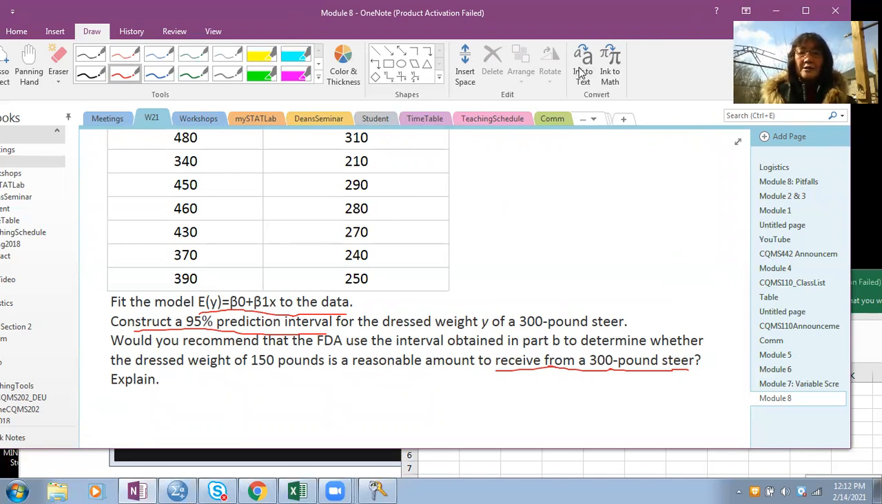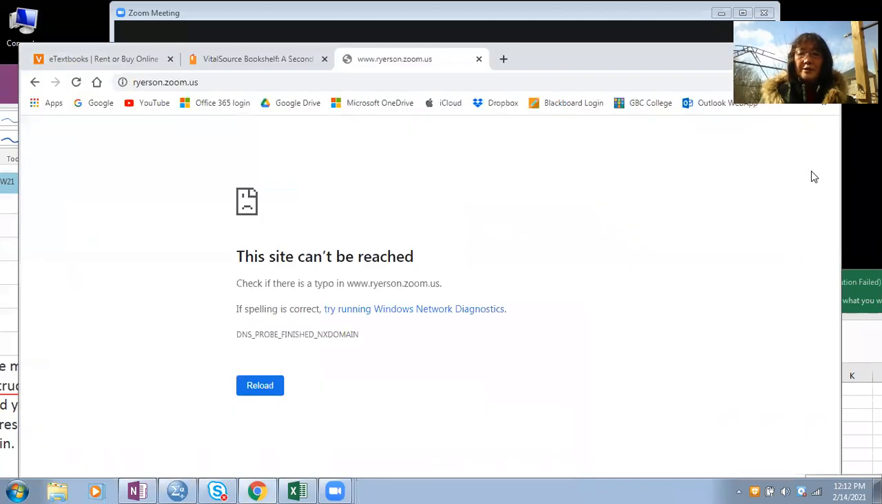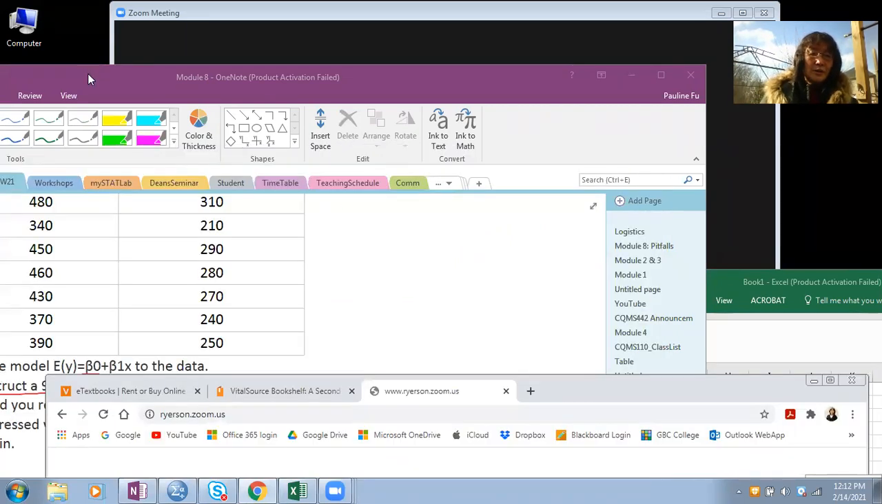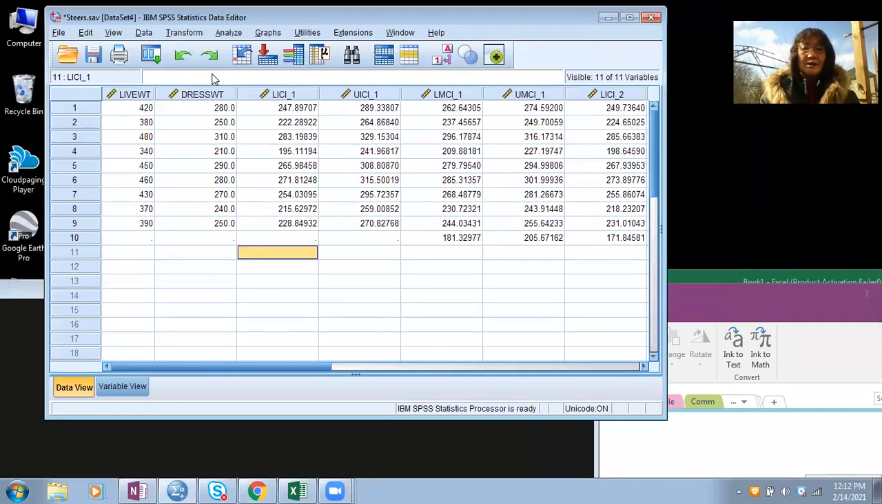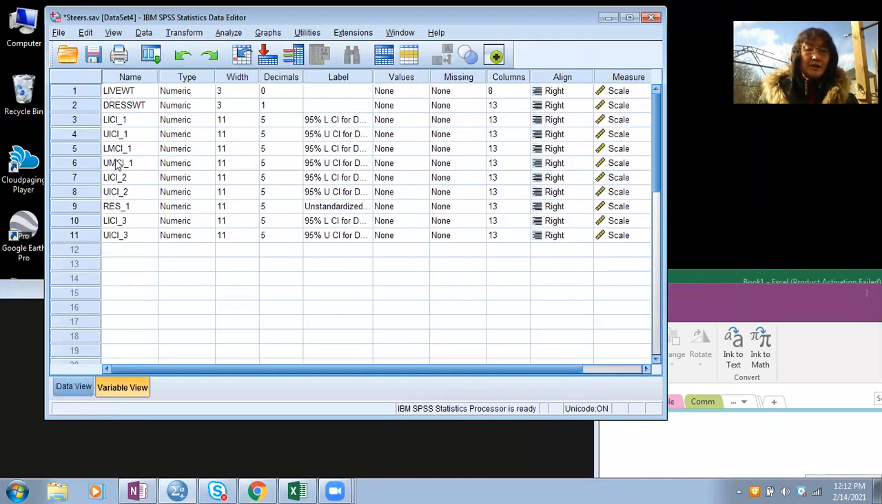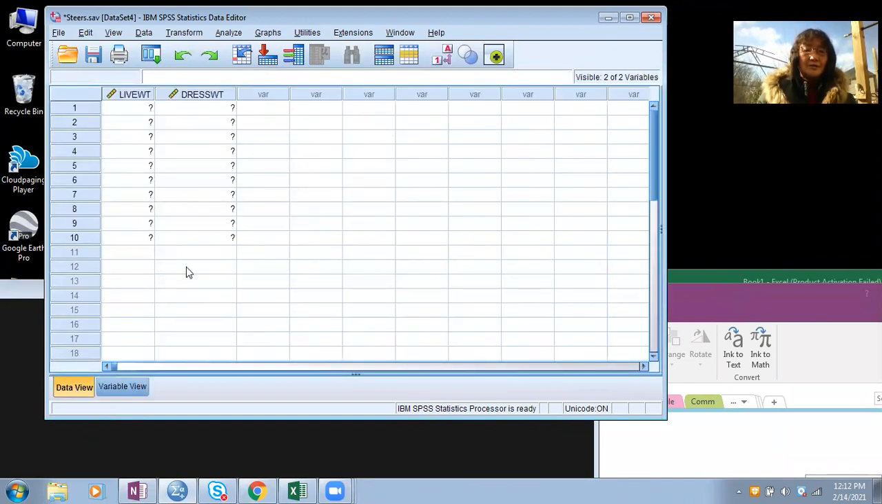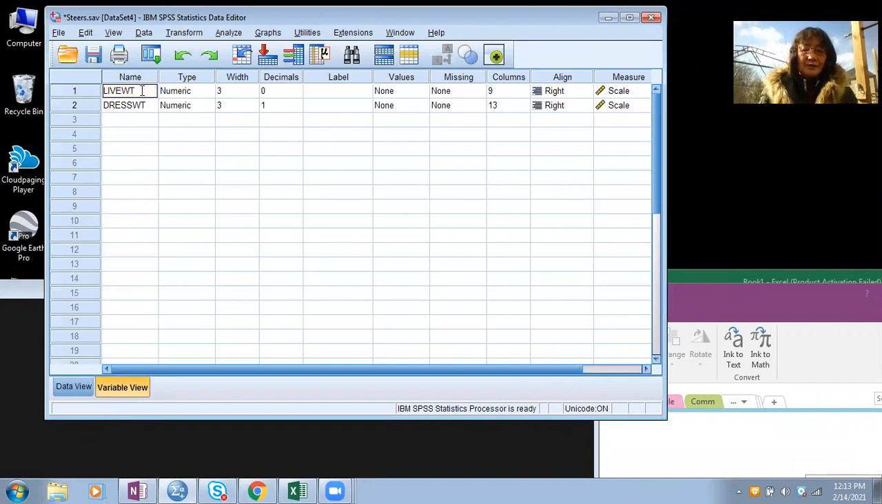Okay, so for this question, I will use SPSS to do it. So I'm going to delete unnecessary variables. I just did some exercise. I'm going to delete all of these variables. Okay. And then this is the original data. And which one is X, which one is Y? This live weight is X. Maybe I will clearly label. This is X, and this is Y.